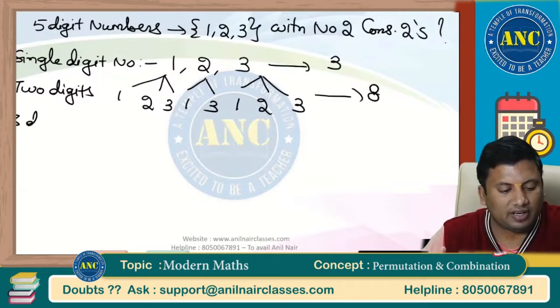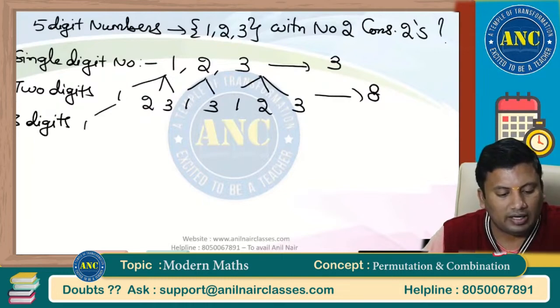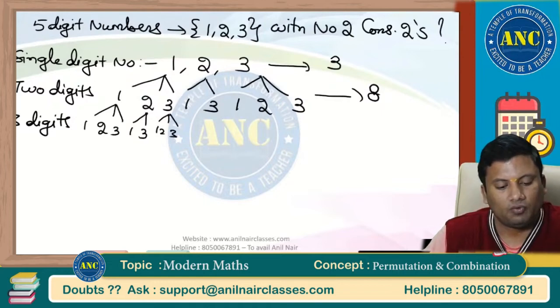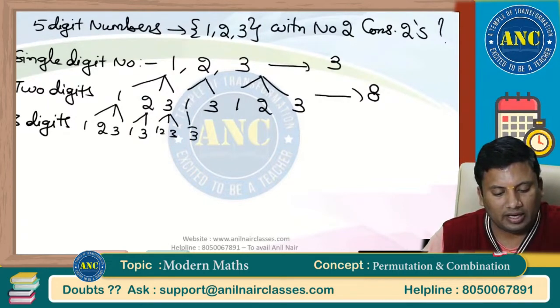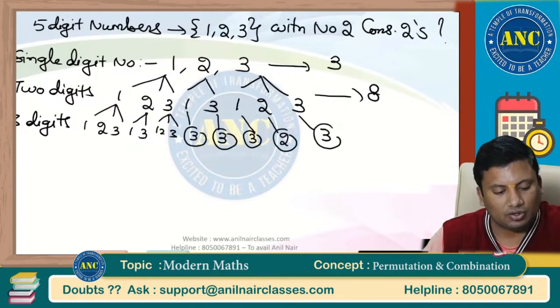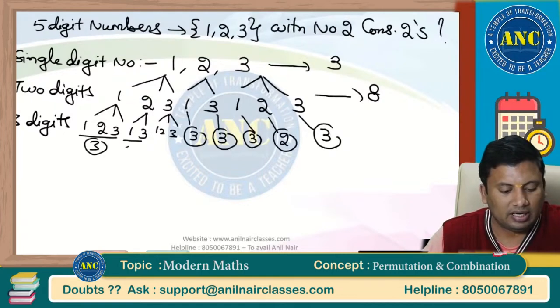If it is for 3 digits: for 1, it can be 1, 2 or 3. For 2, it can be 1 or 3. For 3, it can be 1, 2 or 3. Here also I will get 3 cases. Here for 1, I will get 3 cases. For 2, I will get 2 cases. For 3, I will get 3 cases. So here it is 3 cases, here 2 cases, here 3 cases.